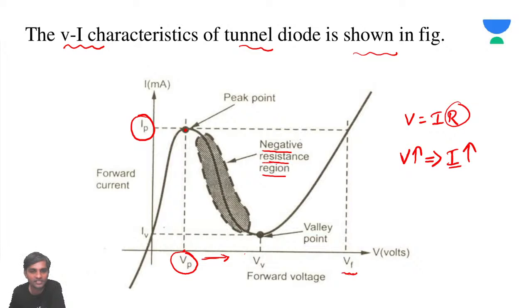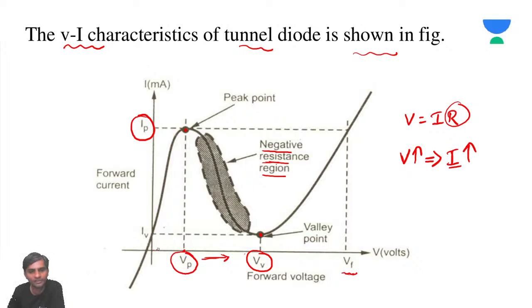Negative resistance region. As you increase further, it will reach a point called the valley point, where the current becomes the lowest value. Peak point and valley point. What do you mean by valley? You see many valleys, right? So this is the peak point and this is the valley point. After this valley point, it again simply behaves like a normal PN junction diode.